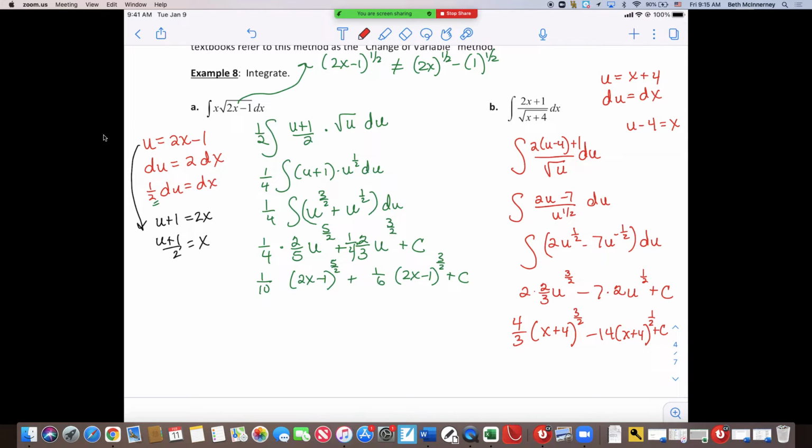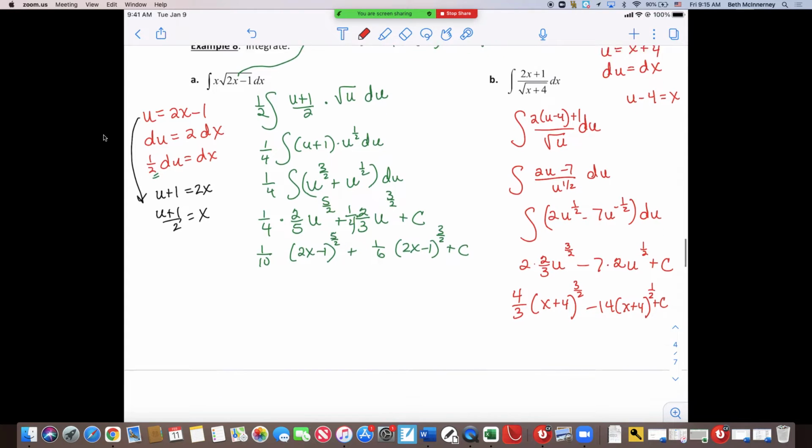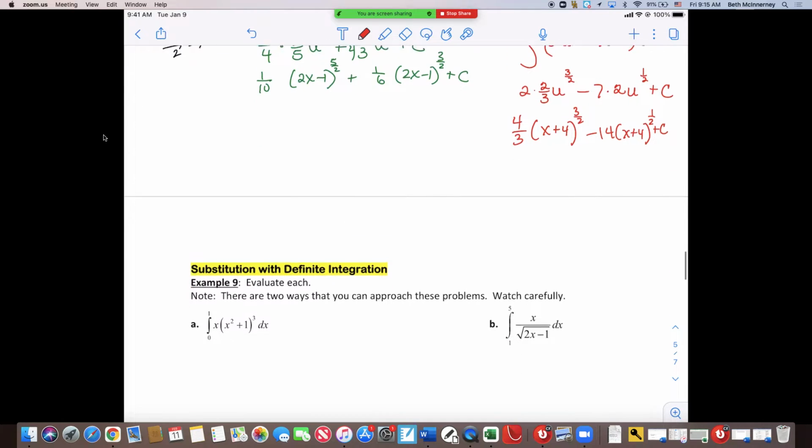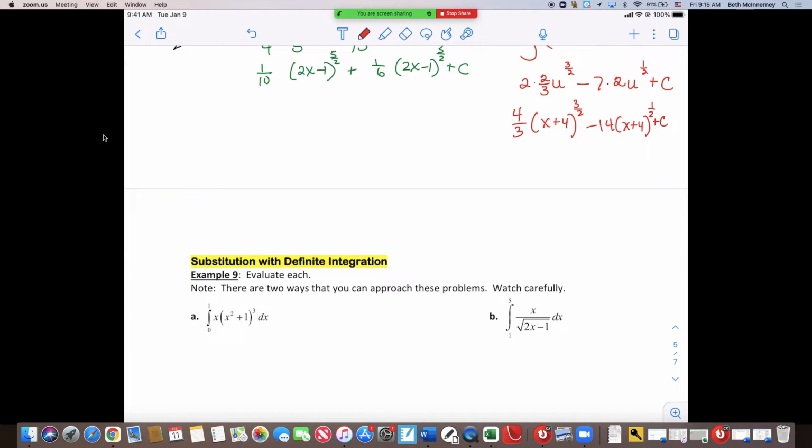Something I want to remind you of, these were indefinite integrals. An indefinite integral, again, is where you have an integral and there's no limits of integration and you have the arbitrary constant c. So now we're going to move on to substitution with the definite integral. There are 2 ways that you can approach these, and I'm really going to go one way with you because they'll force it. They'll force it where you have to actually change your limits of integration. So look at example 9, letter A.